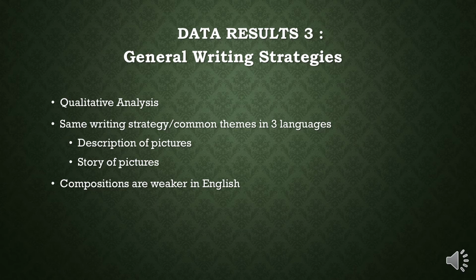Data results 3. General writing strategies. Results show that multilingual learners use similar strategies and focus on the same terms in writing compositions in three languages. There are underlying common multilingual strategies produced in three languages. For example, some students prefer to write a story in their dominant language and a description in their weaker language, meaning English here. When writing a composition, students often focus on common terms in all three languages: color, time, celebration, and locations.